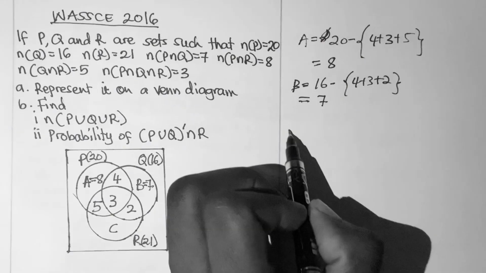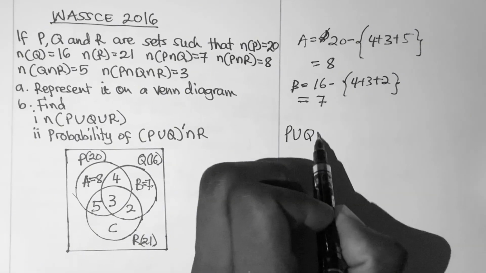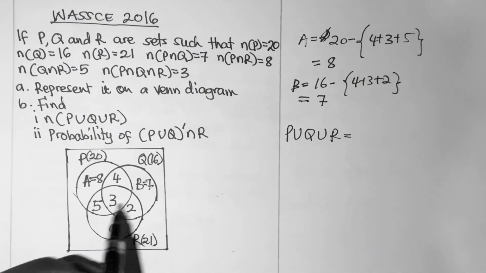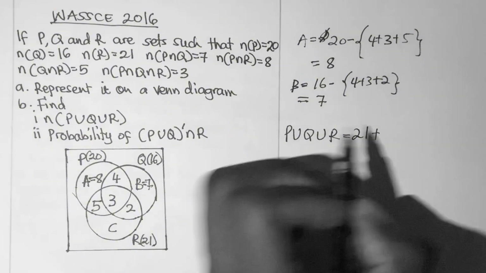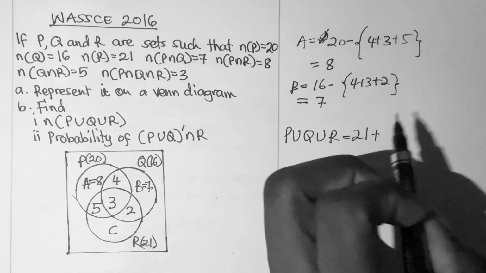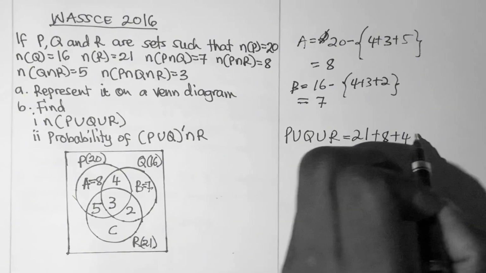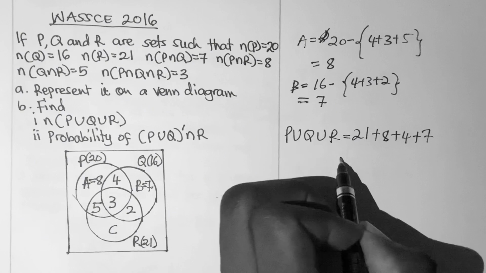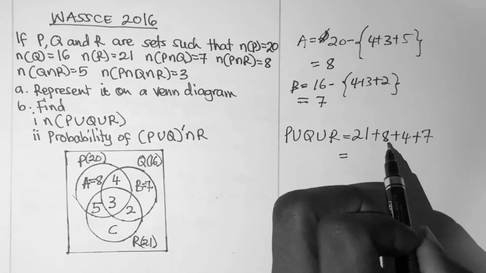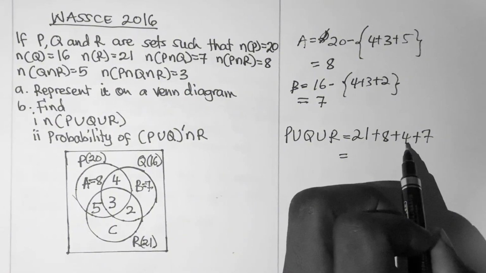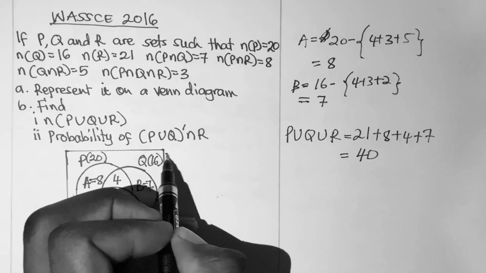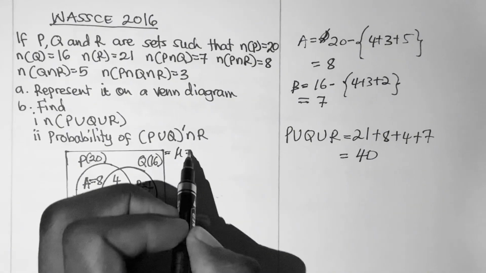So P union Q union R is the universal set, all the elements here. So all of this region is 21. Then plus, if we cover this, what is left is 8, 4, and then 7. So plus 8, plus 4, and then plus 7. So this is equal to, now, 21 plus 8 is 29. 29 plus 4 is 33. 33 plus 7 is 40. So the universal set is equal to 40. U is equal to 40.